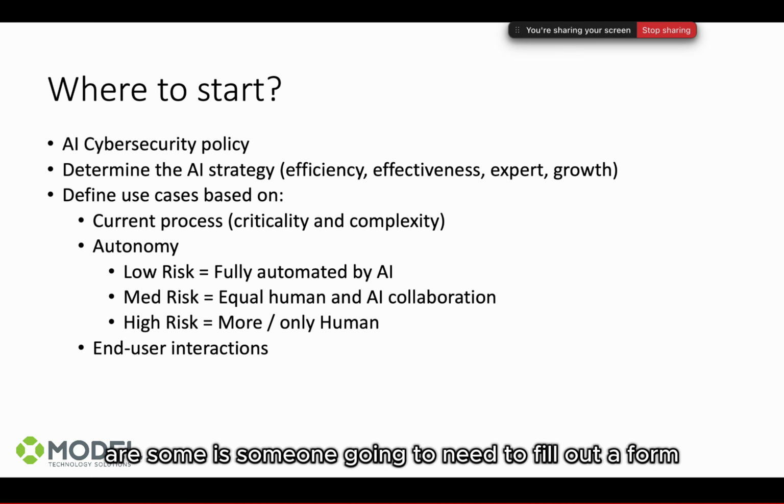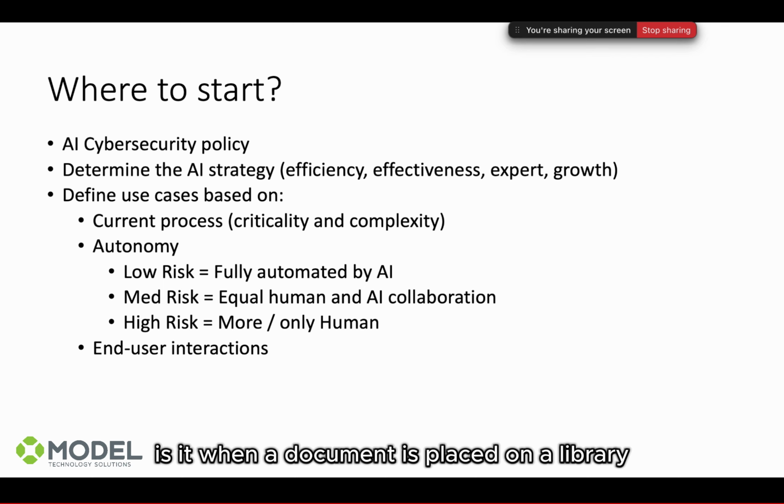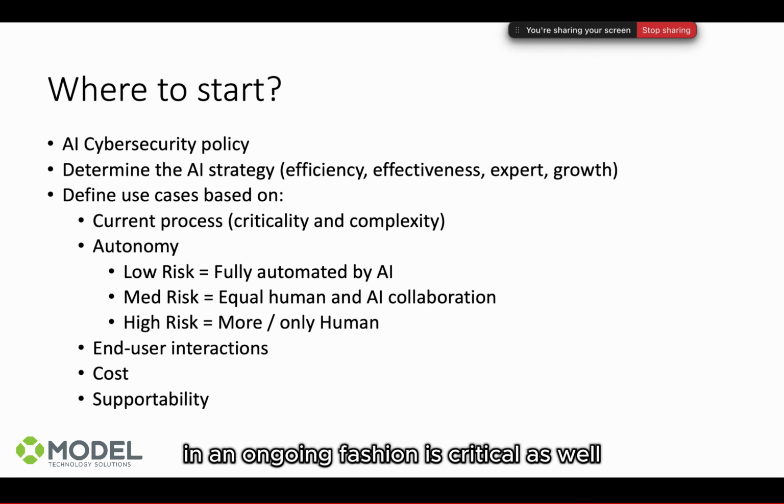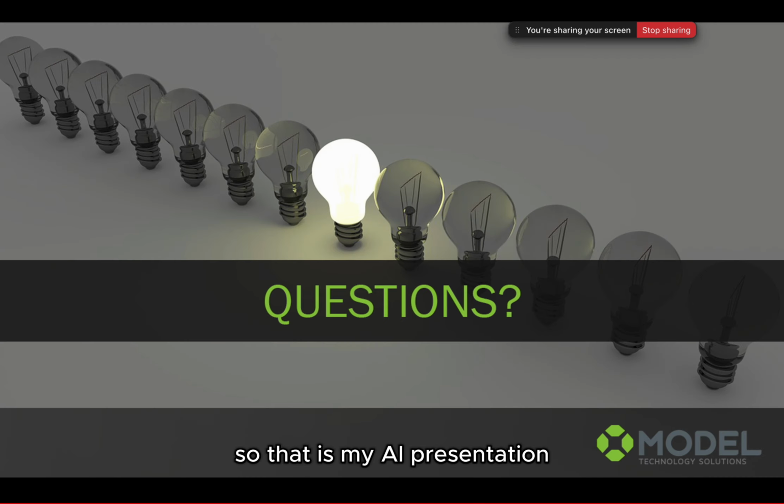You also need to consider end user interactions. Is someone going to need to fill out a form? Is it when a document's placed on a library or a SharePoint site? How are people or humans going to interact with it, and do they need to interact with it? What the cost is going to be for the entire model. The supportability in an ongoing fashion is critical as well. So that is my AI presentation.